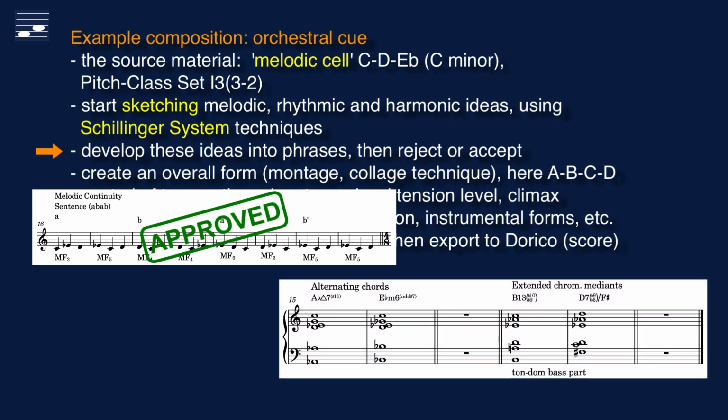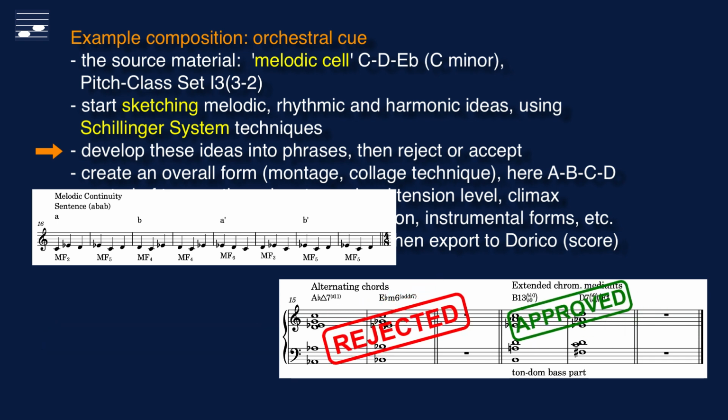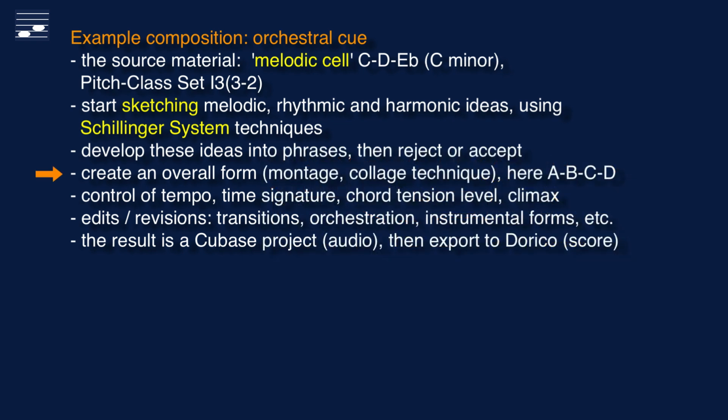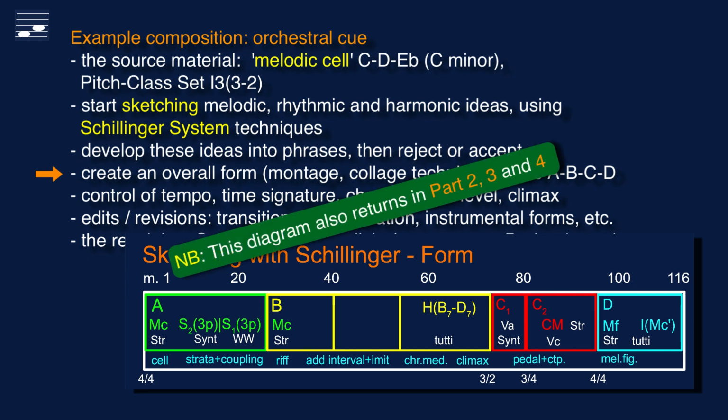Or this set of alternating chords derived from the melodic cell source material. These sketches return in part 3, where you'll find many options in the field of harmony. Typically, with a set of such smaller scale sketches, through montage and collage techniques we obtain a full composition, often as an iterative process. Here the result is a 4-minute composition in 4 sections A, B, C and D.